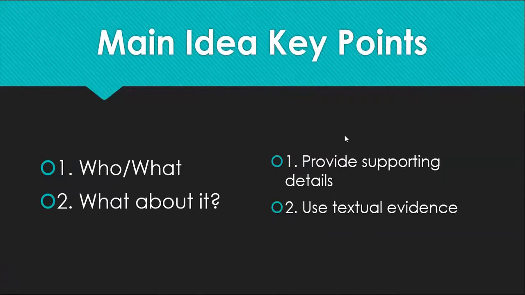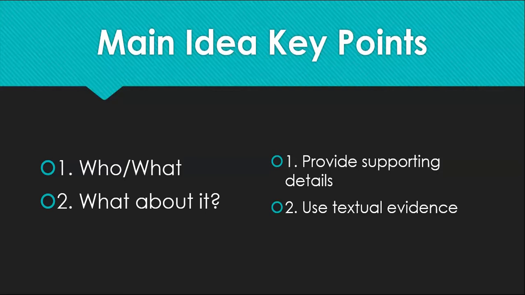Remember to always go back and access your key points. Remember, we wrote the key points for main idea. It is 1, who or what about it. We're going to provide the supporting details. Remember, we always provide textual evidence to confirm our main idea. Now, why is this important, boys and girls? It is important because that way we know what the story or the selection is about and why the author wrote the selection.